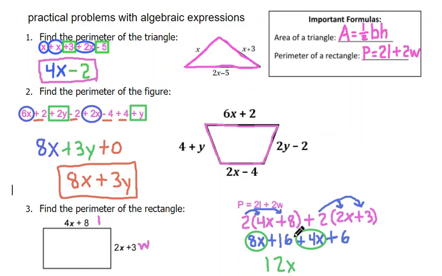So now I have constants. I can combine this 16 and I can combine this plus 6. 16 plus 6 gives me 22. And it's positive, so I put a plus, so it'll be plus 22. And now I have my answer. My answer is 12x plus 22.